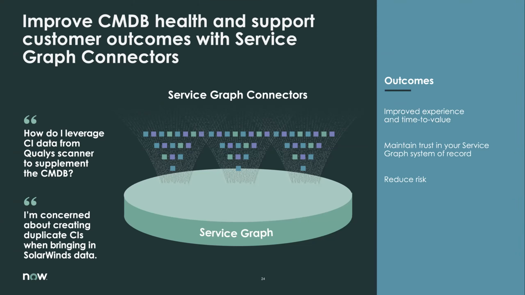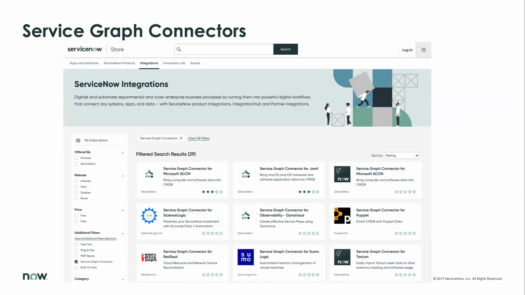So here's an example of how these Service Graph connectors could work for your organization. Say you may want to use Discovery to discover your data center and cloud estate, but then use SCCM and JAMF for your endpoints. This can be done through Service Graph connectors, as Lauren will show us here in just a minute.